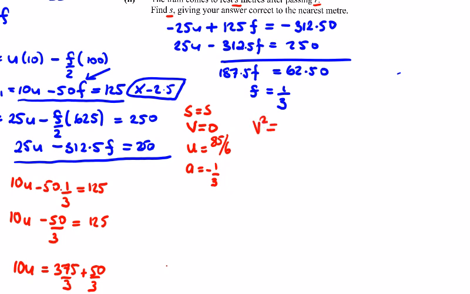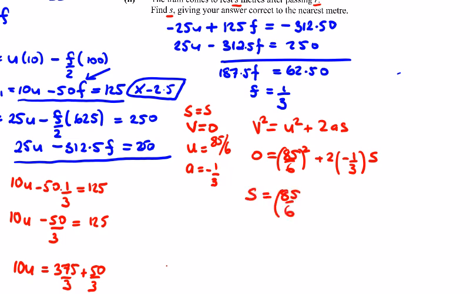So we have v squared equals u squared plus 2as. We have the retardation now. We have 0 is equal to 85 over 6 squared plus 2 by minus a third by S, and if we didn't have the minus a third in there, we would have S negative, as you'd see. So S is going to be equal to 85 over 6 squared. Well, for 2S we'll have to multiply by 3 and divide by 2, turning that fraction upside down. So S is going to be 301.4 meters.